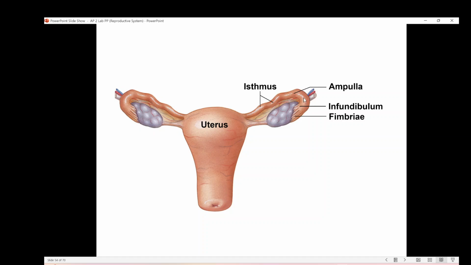While I'm here, I'll finish this. Then the fallopian tube kind of curves this way. This is known as the ampulla, right? This is the usual site of fertilization. So if sperm are here, fertilization will take place this way. And then the remaining tube going to the uterus is the isthmus.